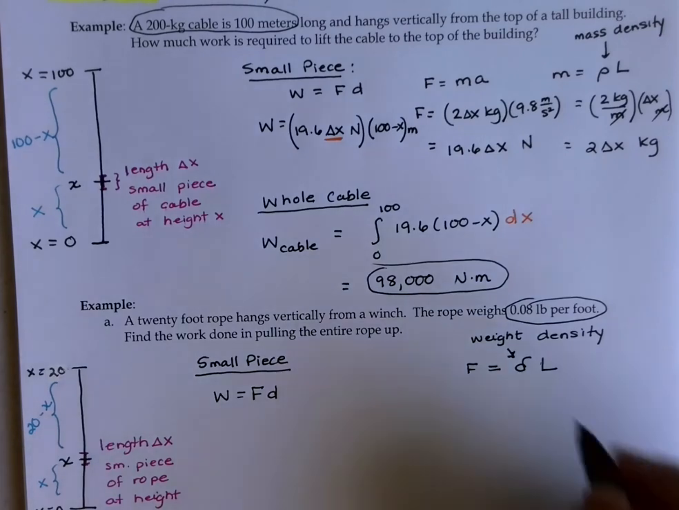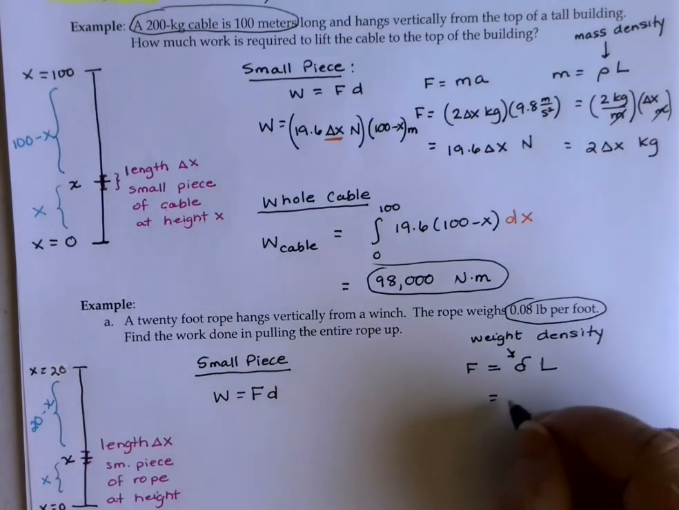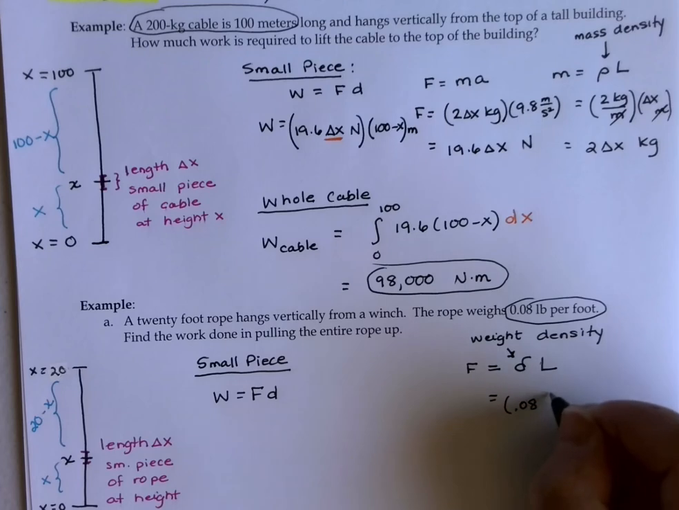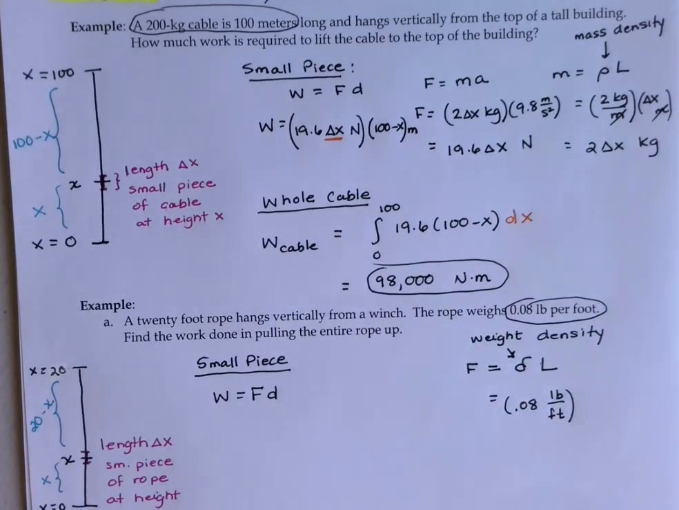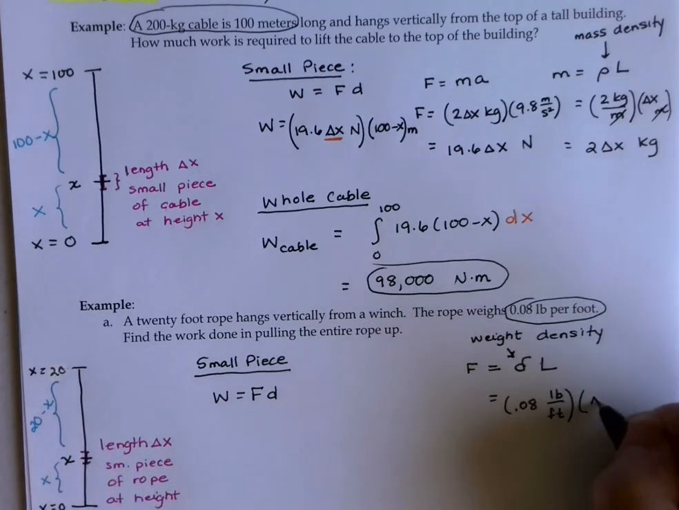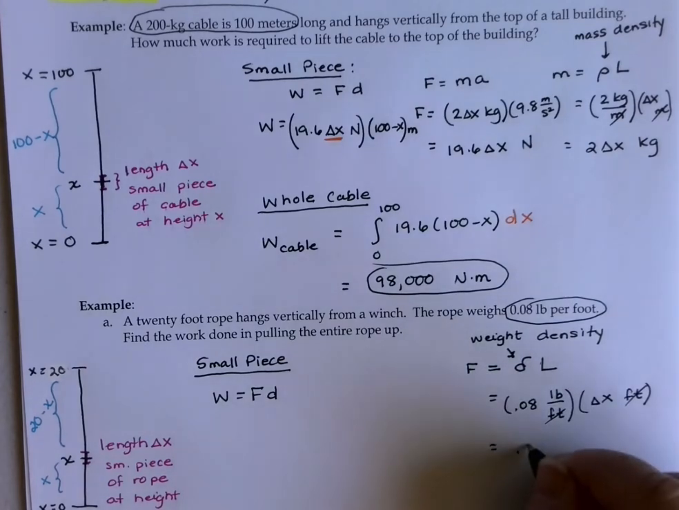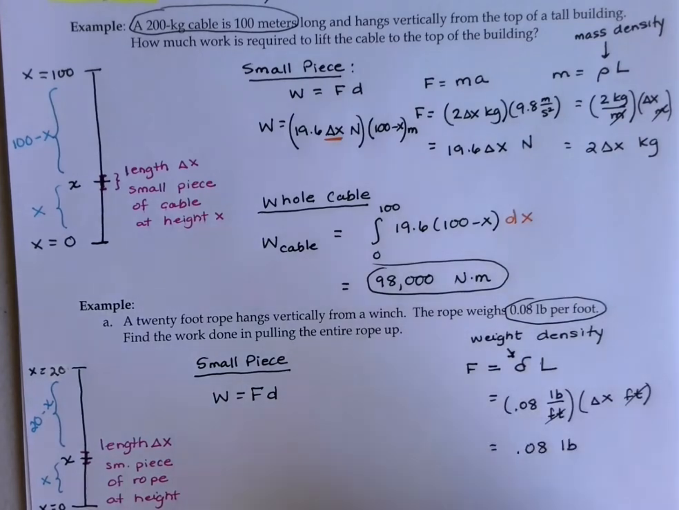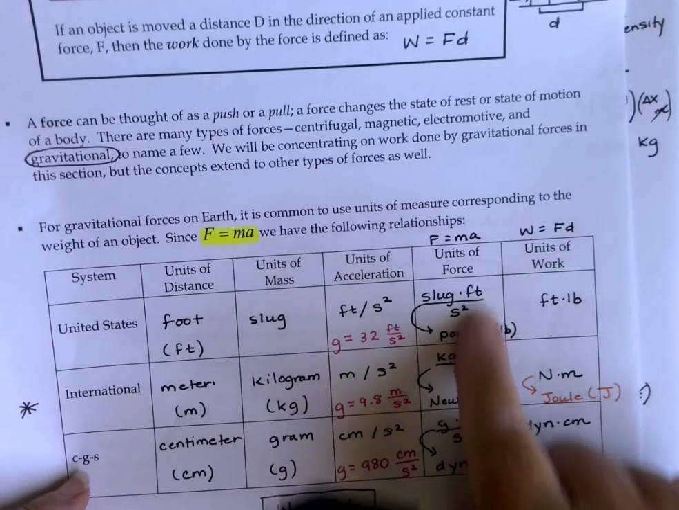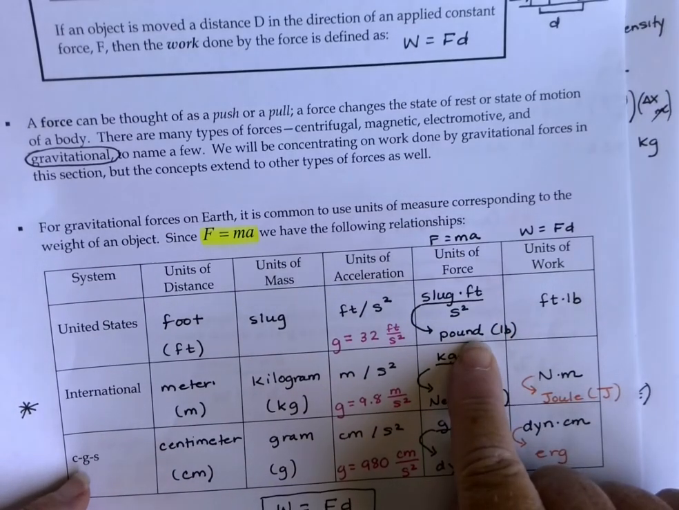All right, so because we do have the weight density this time of 0.08 pounds per foot, and we're talking about a little piece of rope of length delta x feet. Feet are going to cancel, and our force is 0.08 pounds. Again, always double checking, right? Pounds is a force unit, so we've done this correctly.